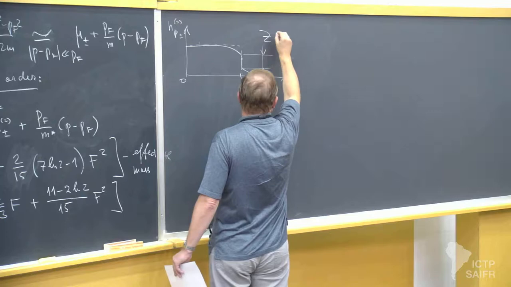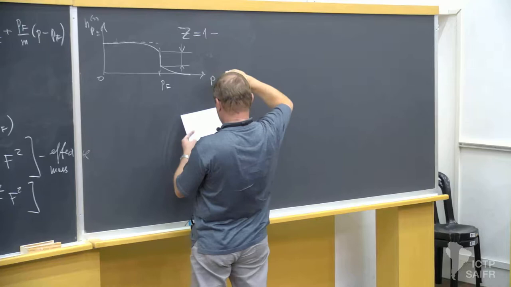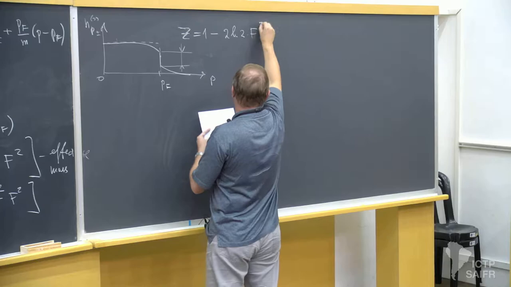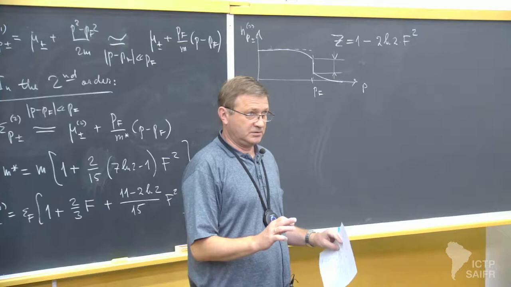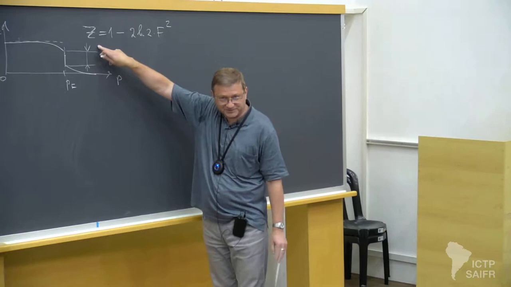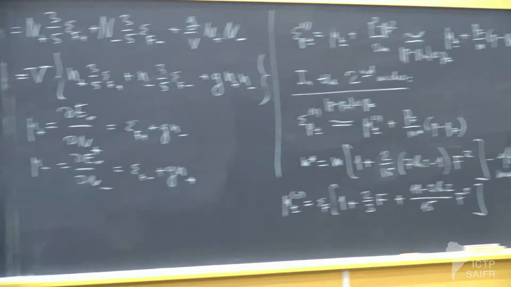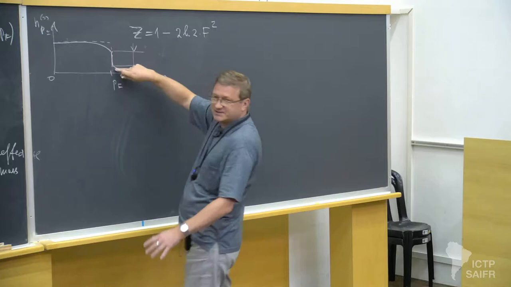And this big Z is 1 minus 2 log 2 F squared. So it's less than 1. And who is the theorist in the audience? Do you know Green's functions? So it's exactly a residue of the single particle pole in the Green function. So it's less than 1. But you see, what you have here is actually a discontinuity. It is not smooth. It's really discontinuous. So you can calculate what is here, what is there. People did the formulas.